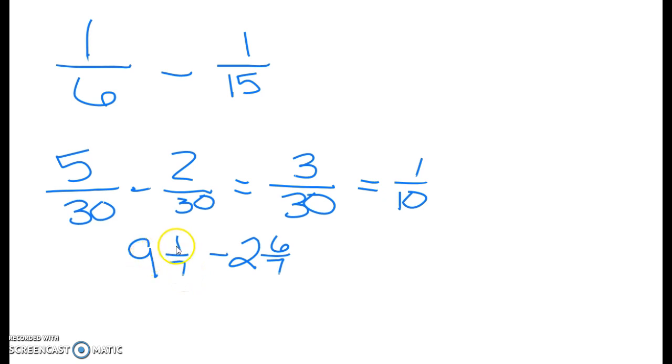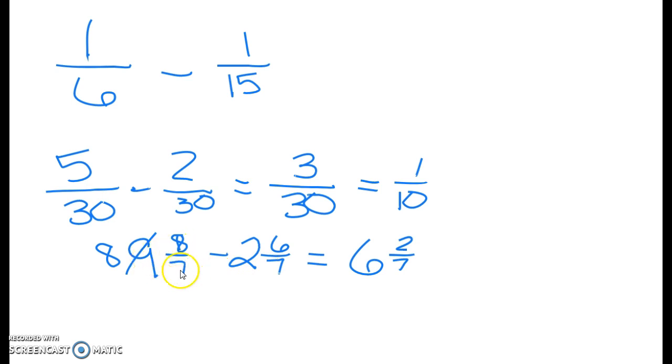9 times 7 is 63, plus 1 is 64, or you can simply borrow one whole number, in which case this would become 8, and then you would add 7 to your numerator, and this becomes 8 7/7. And now at this point, you can subtract very easily. 8 minus 2 is 6, 8 minus 6 is 2, and that gives you the answer of 6 2/7. But again, if you chose to turn these into improper fractions, you would still get the same answer, you just might have an extra step.